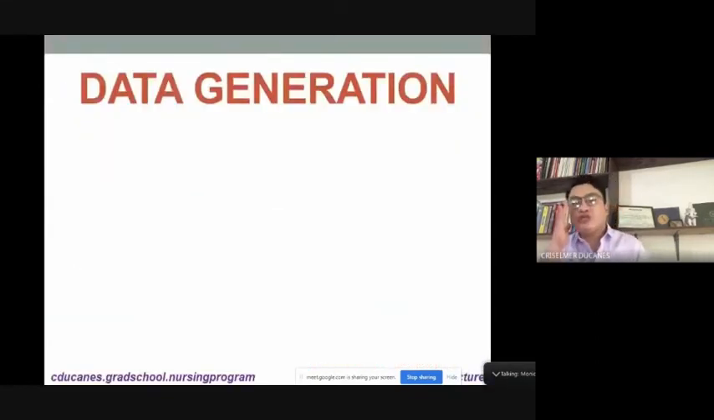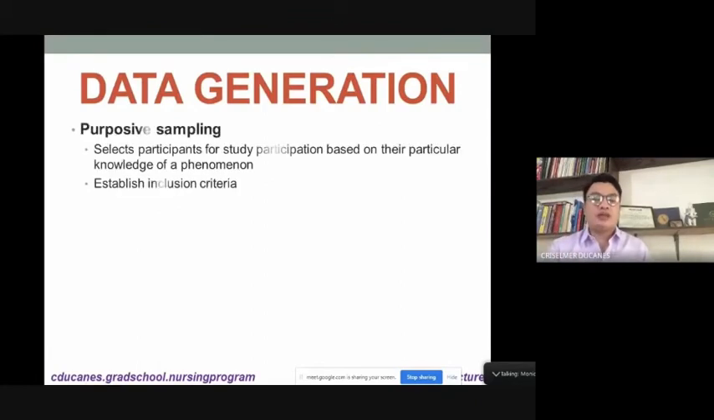Okay, now let's proceed to your data generation. So first, we have your purposive sampling. Okay, your qualitative study in general uses purposive sampling. Okay, that means selecting participants for study participation based on their particular knowledge of a phenomenon. Okay, and you need to establish inclusion criteria. So as a researcher, you have the liberty, the freedom to choose your participants. Make sure that you have established an inclusion criteria.